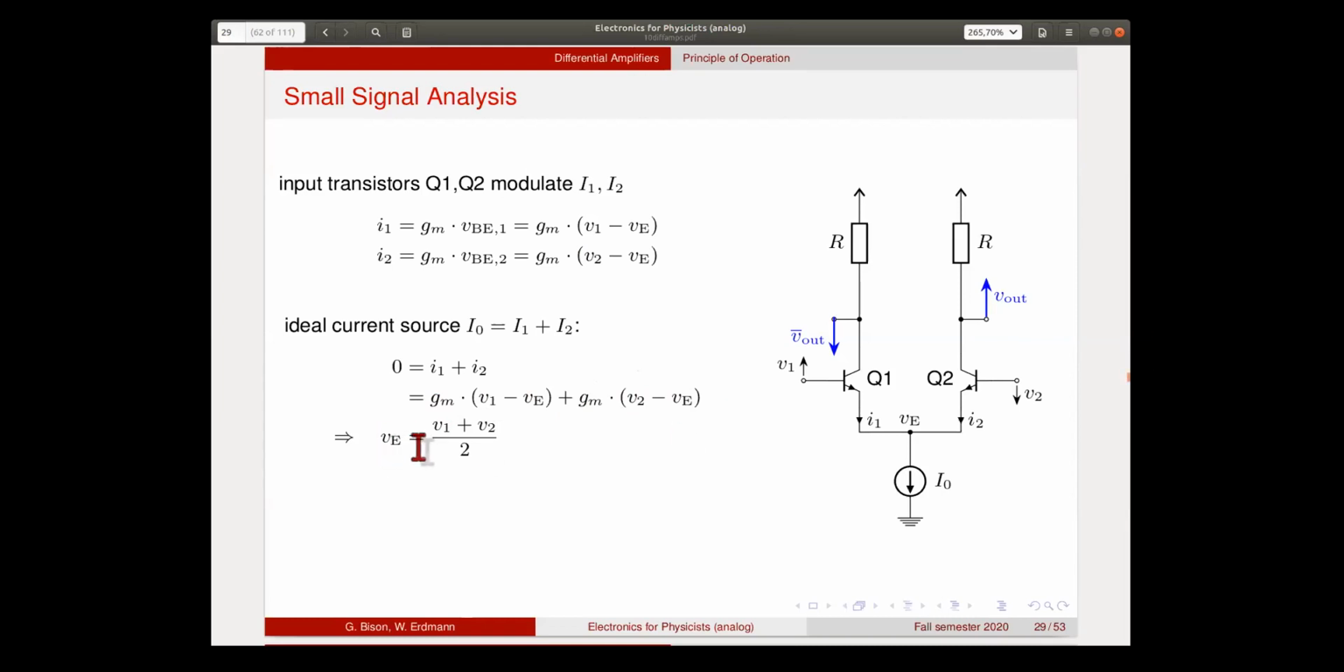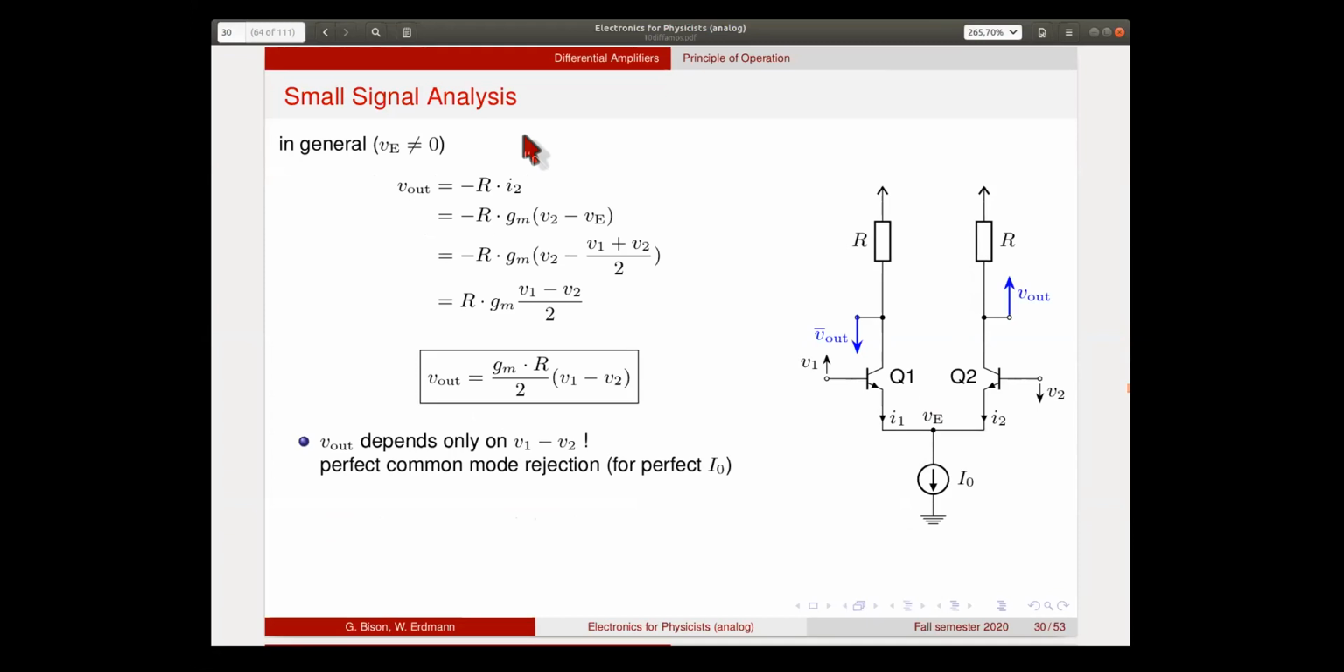And this means that VE is basically the arithmetic mean of these two voltages. So it's always between these two, regardless of what they do. So when they both go up in the same way, it'll just follow. And when one goes up and one goes down by the same amount, then it doesn't change. So it's always in the middle between these two. If we have a purely differential drive, so that V1 is minus V2, then it'll stay constant. But in general, we cannot expect that, so we may have a bit of offset, and so one goes up more than the other one goes down. And we can still write down what happens.